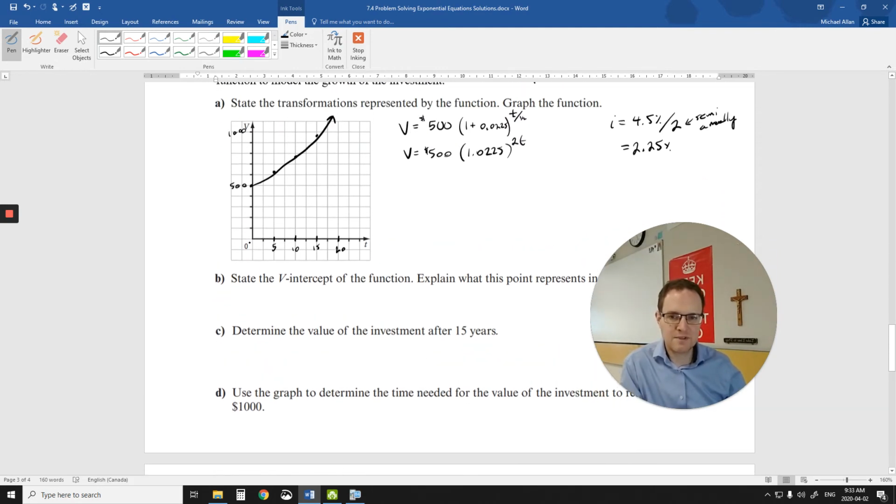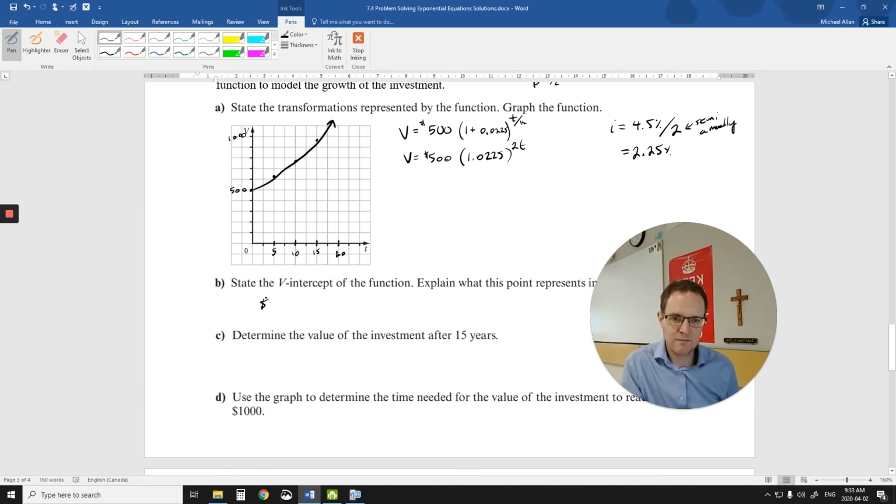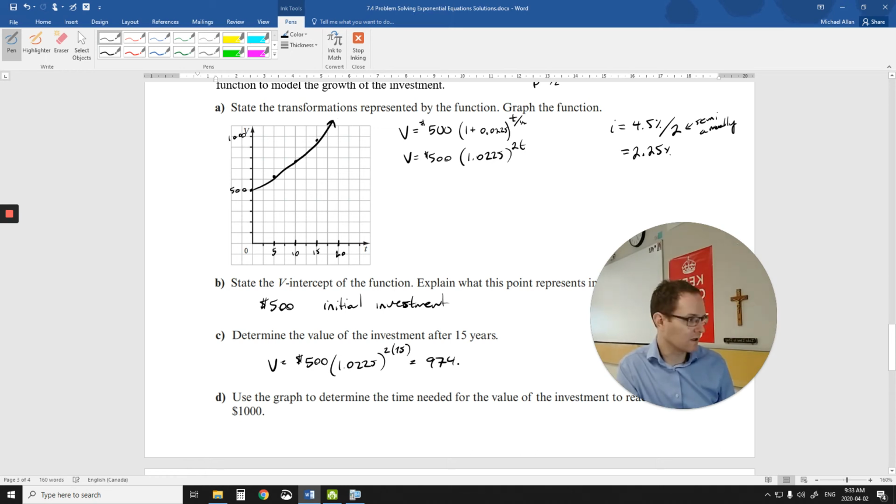State the y-intercept. So my y-intercept is 500. This is just my initial investment. Okay, value after 15 years. I have it on my calculator already. You can just punch it in your calculator. You can look at the table and find 15 years in the table of your graph that you created, or you could just put in 15 into the spot up here, and you get $974.70.